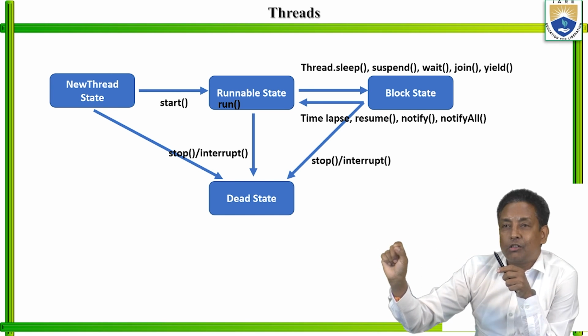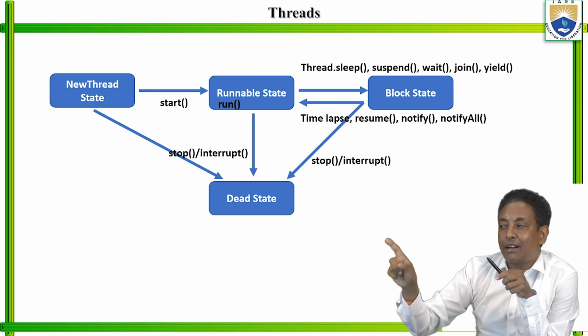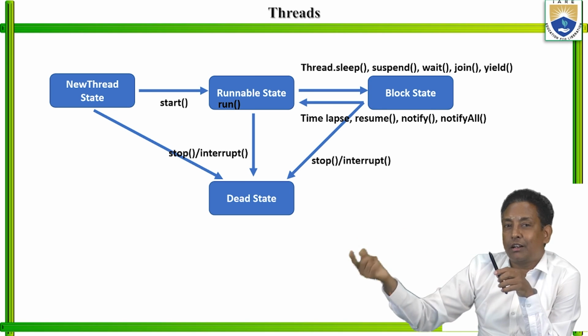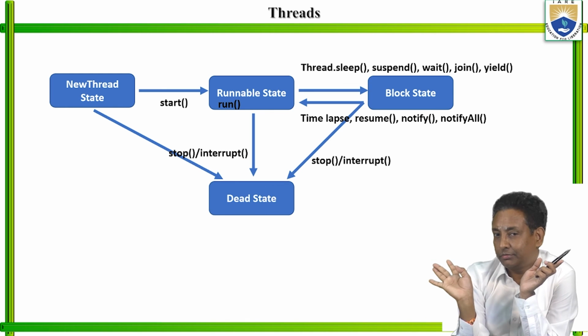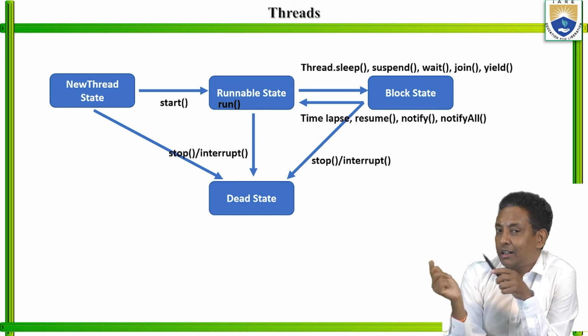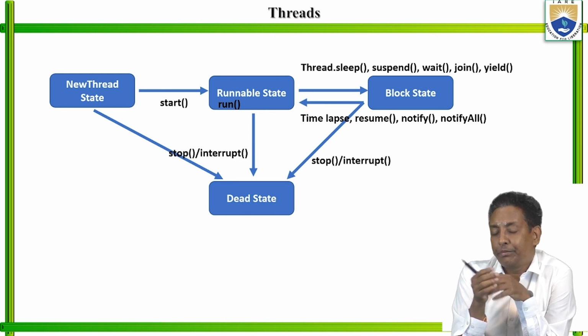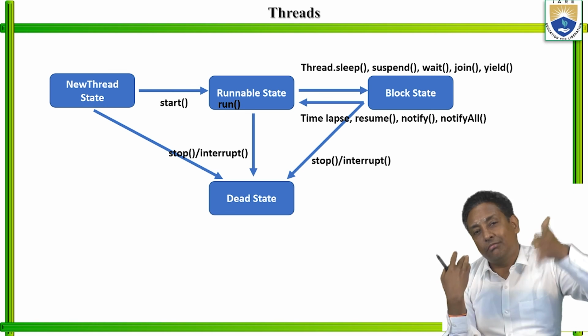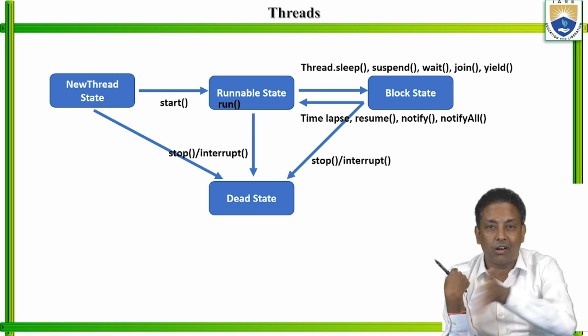Then on the thread object you'll call start. The moment you call start, what happens? The thread object will register into the thread scheduler, and from the thread scheduler the run method will be called. Then to which state will the thread go? To the run state. In the run state, the thread continuously runs with other threads concurrently.